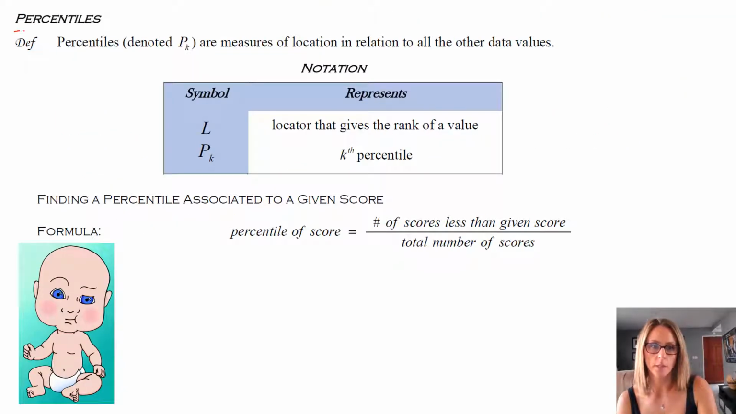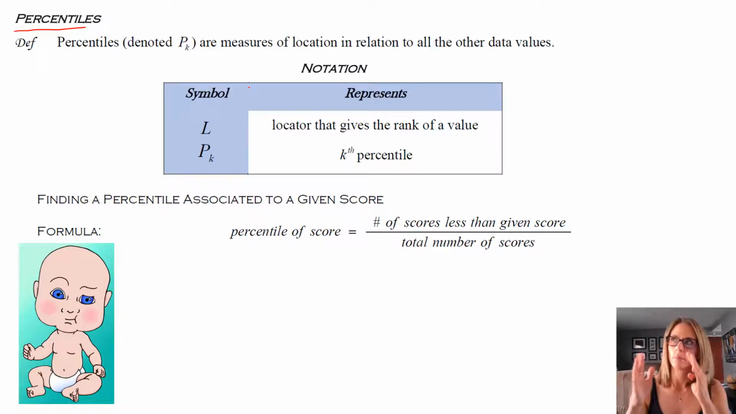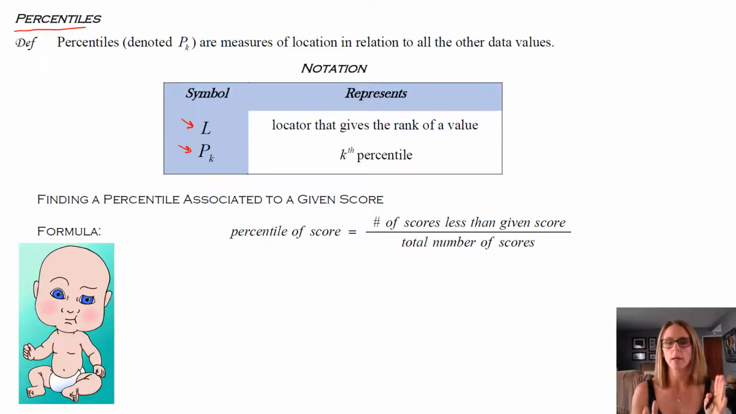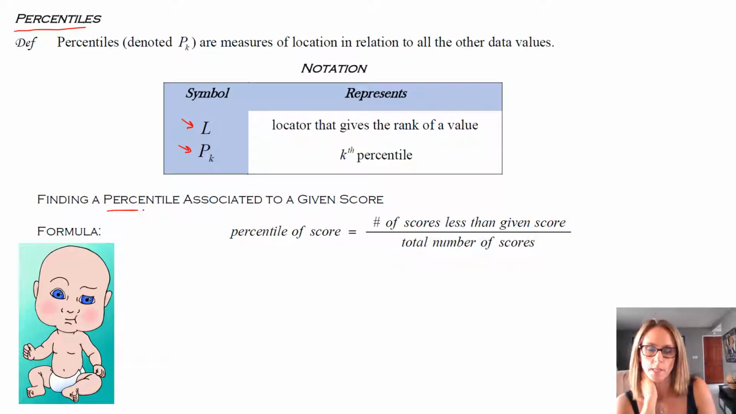Our second measure of relative standing is percentiles. Percentiles help us to locate a value in relationship to all the other data values in a data set. There's some notation. We have L, that tells us where to look in the data set, and we have P sub K, which is telling us what percentile we're in, and K will be some number. So in order to find a percentile, we do this. And we'll look at an example.